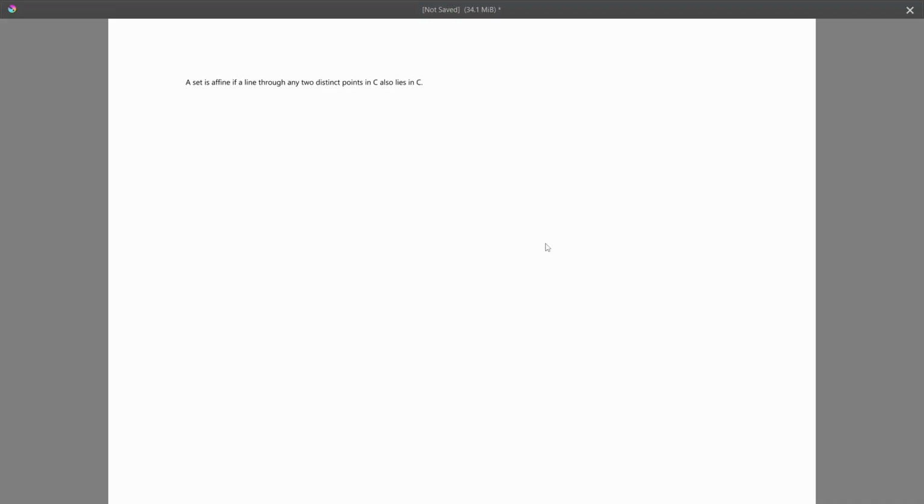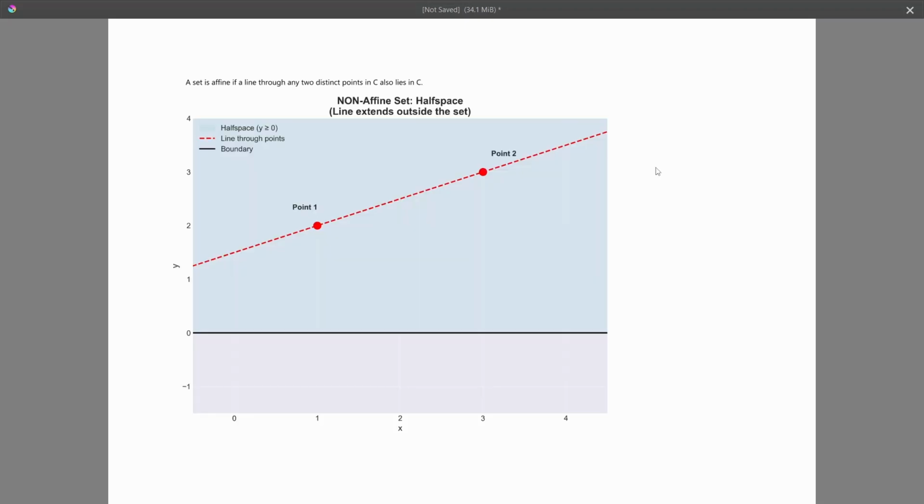Firstly, I learned what affine sets are. A set C is affine if the line through any two distinct points in C also lies in C. To see what that means, consider the image.